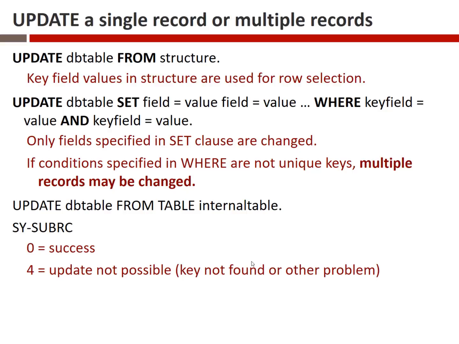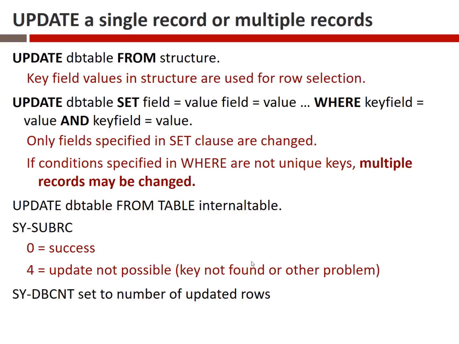If my update wasn't possible, now keep in mind, that could mean that it just didn't find the need to do an update. Not necessarily that my update caused a logic problem. It's just I asked it to update where state equals New Jersey, and I don't have any people in my database that have New Jersey as a state. That's going to give me a 4. Update wasn't possible. So I do have to contextualize thinking about this in the context of my program.